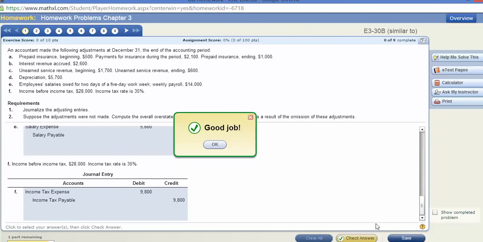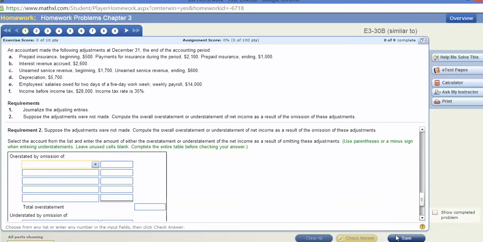Hope you found this useful. Please practice these types of problems, not only to finish your homework, but so that you can become good at them. If you don't understand the basics of how you make these adjusting entries, you're going to have a difficult time in this course. I hope you found this something that helps you as you go through these questions.